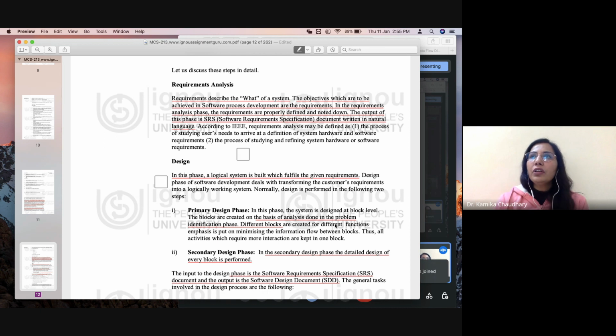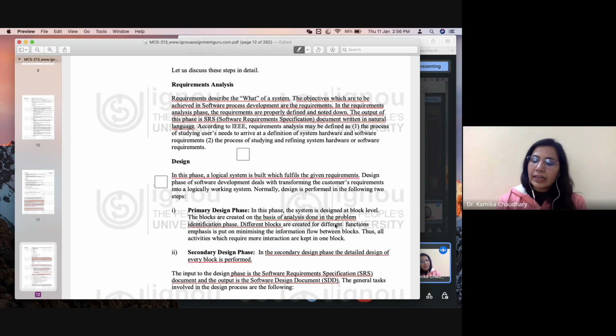Similarly, before actually coding the software, we make a design of the entire process. What are all the modules which are going to be in my software? How is the information going to flow? Which are all the clients? Which are all the interfaces? What are all the subsystems? Right? Before jumping onto the coding part, we make a blueprint of the entire software system. And that blueprint of the entire software system is called your design.